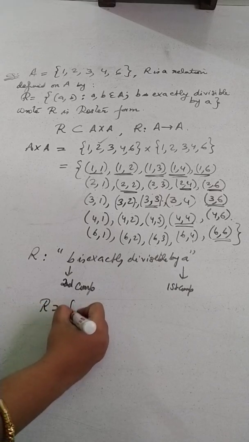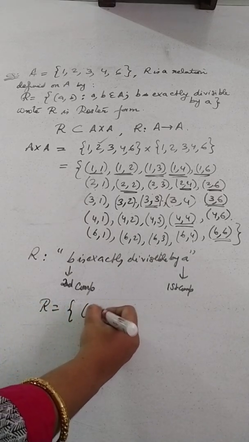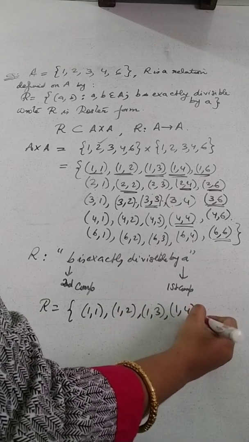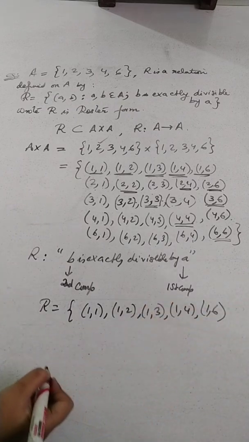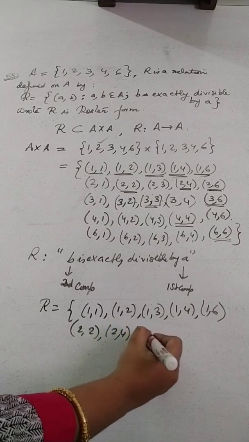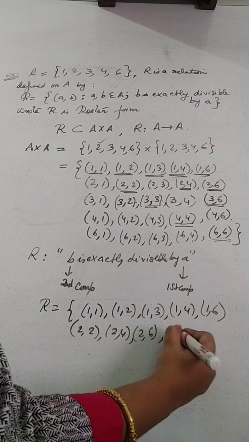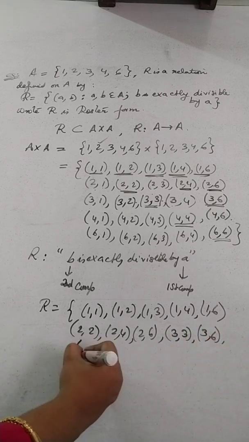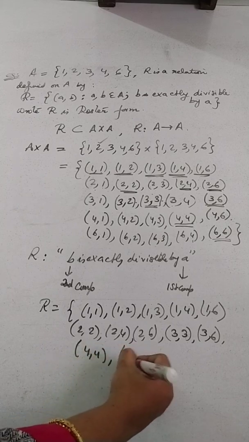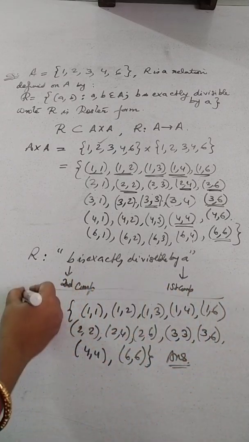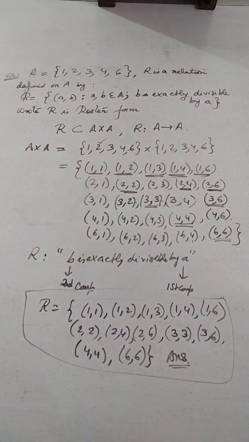So what is R? R is the set of components (1, 1), (1, 2), (1, 3), (1, 4), (1, 6), followed by (2, 2), (2, 4), (2, 6), followed by (3, 3), (3, 6), and then you have (4, 4) and (6, 6). So this is your answer for R to be written in listed form or roster form.